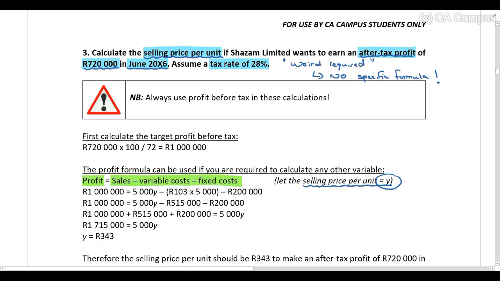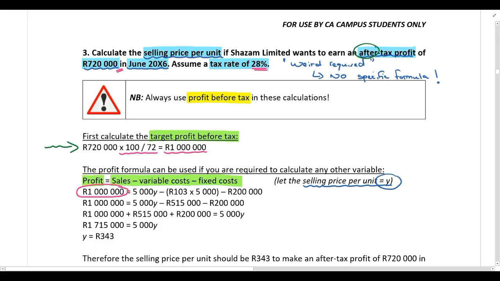Now please be careful. In all of these calculations, we are always using profit before tax, not profit after tax. So what you need to do first, you've been given the target profit that they want to achieve after tax. We need to first calculate that target profit before tax, because in this calculation over here, we are going to include profit before tax in our calculation. All of these CVP calculations are based on profit before tax. So if we have a tax rate of 28% and they want an after-tax profit of 720,000 Rand, you just need to multiply by 100 over 72 to get the profit before tax.